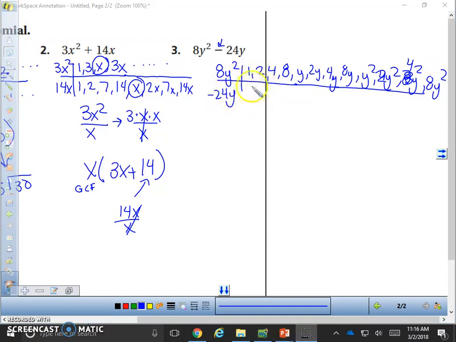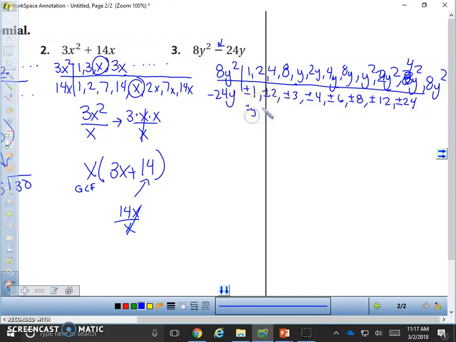Negative 24y. What goes into 24? And we're looking at negatives, so they're going to be all positive and negatives of everything. 1, positive, negative, 2, positive, negative, 3, positive, negative, 4, positive, negative, 6, positive, negative, 8, positive, negative, 9, 9 doesn't go into 10, 12, positive, negative, 24. Now we're going to double these and we're going to add y's to all of these.